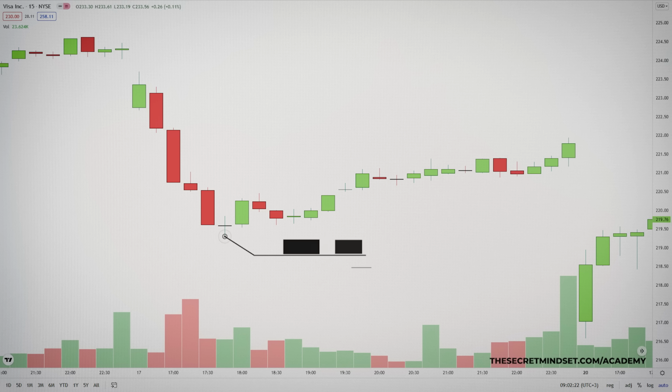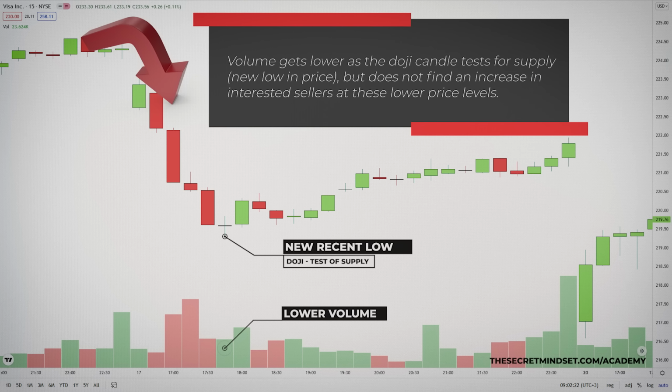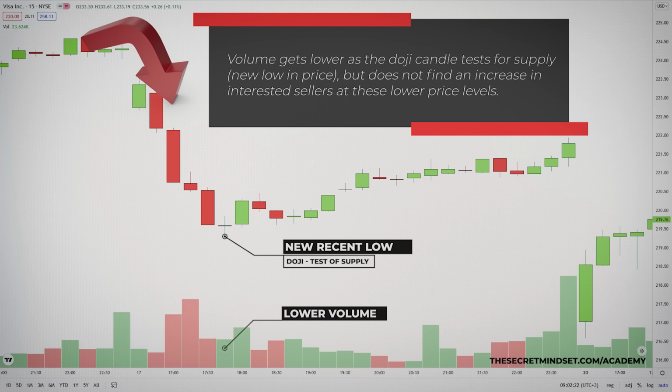This example shows a 15-minute chart. Again, in the background is a pretty strong downtrend. Around 10 candles prior to the Doji test bar, the high price was around $225 per share. The low of this Doji test bar was at $220, which represents more than a $5 drop in the value of the stock. Once again, notice how the volume gets lower as the Doji candle tests for supply, but doesn't find an increase in interested sellers at these lower price levels.